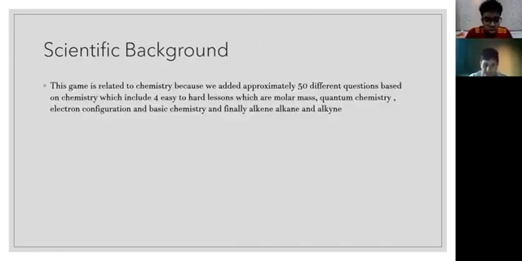Okay, so roughly we added around 50 questions based on chemistry for this game, which cover 4 easy or difficult lessons, which are molar mass, quantum chemistry, electron configuration and basic chemistry, and finally alkene, alkane, and alkyne.